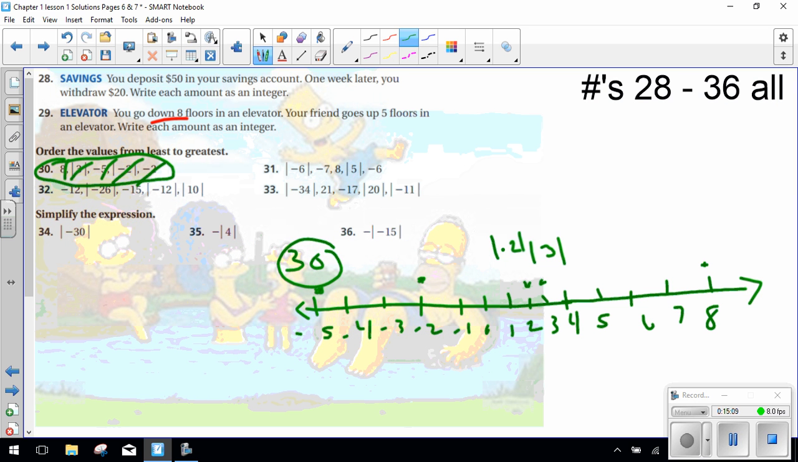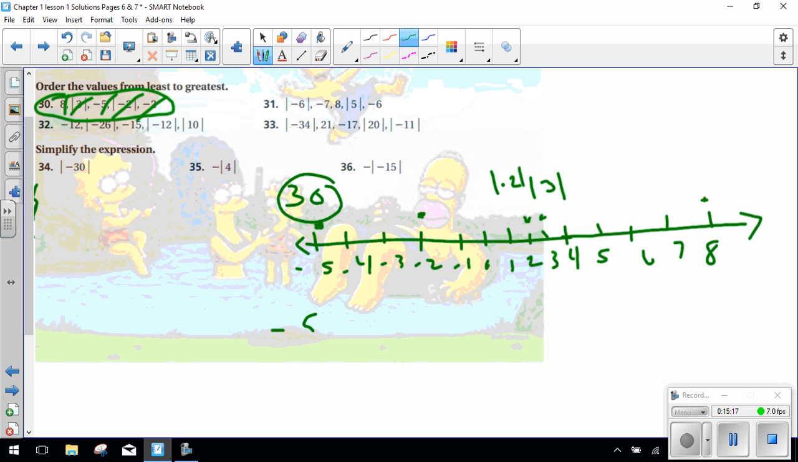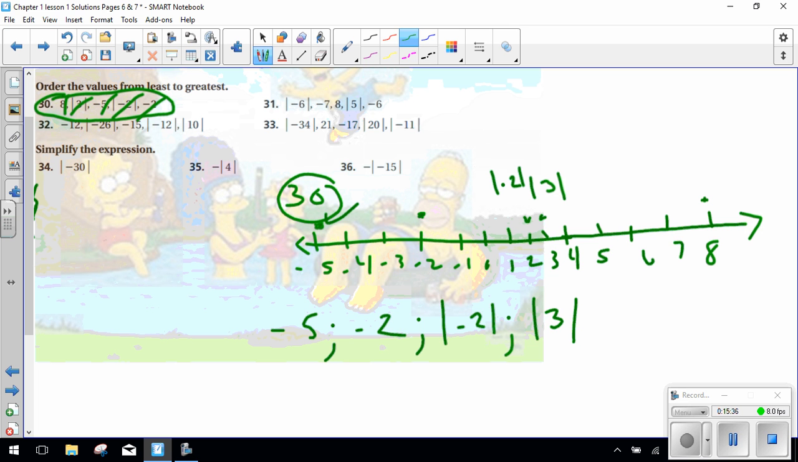So my solution for number 30 in order, least to greatest, is negative 5, semicolon. I like using semicolons a little better than commas, but that's all preference, it's up to you. Negative 2, then I have absolute value of negative 2. The next dot is 3. So I'm just following the dots: negative 5, negative 2, absolute value of negative 2, absolute value of 3, and finally I have 8. Okay, so there is your solution for number 30.